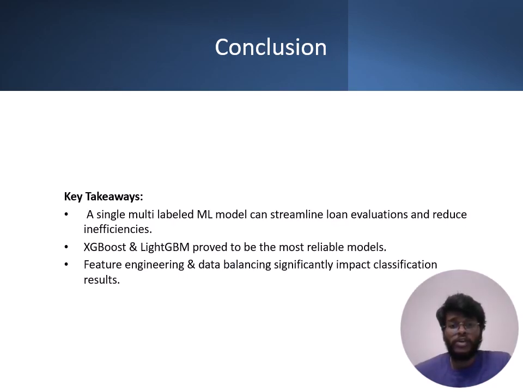So coming to the conclusion, as you can see, a single multi-label machine learning model has provided us loan evaluation and reduced inefficiencies. As I explained in the previous slides about the models, XGBoost and LightGBM proved to be the most reliable models. Feature engineering and data balancing significantly impacted classification results, and by doing them our results improved. This project helped me to gain a lot of knowledge on working with machine learning models and finance data.